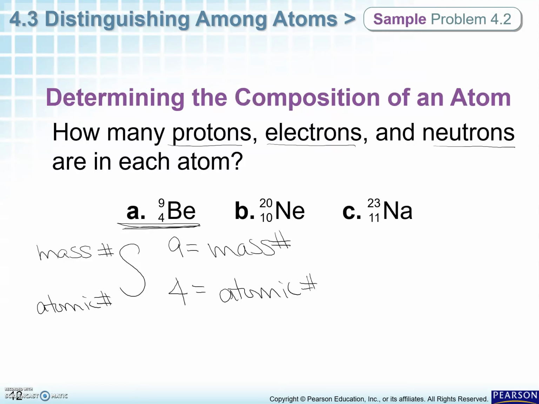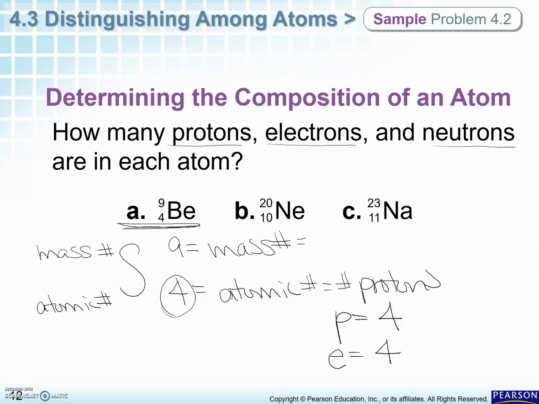So first off, we know that the atomic number means the number of protons. And to determine the number of protons, all we have to do is drag that 4 over. So the number of protons is equal to 4. And remember our first step, we have to have a neutral atom, so the number of electrons must also be 4. Now the tough part, we have to figure out how many neutrons.